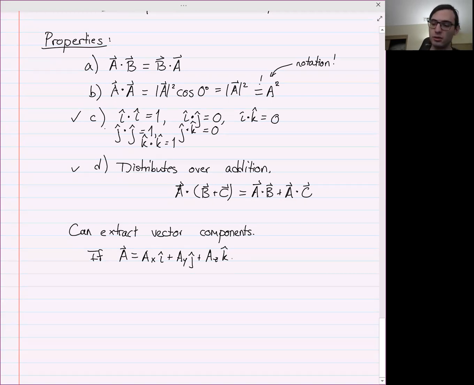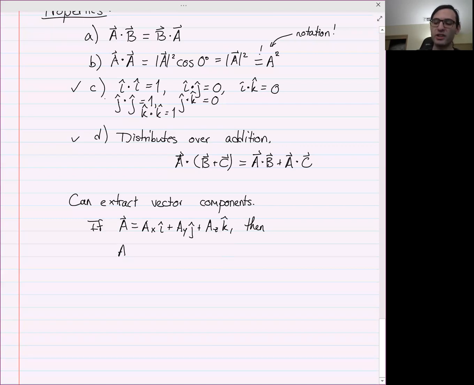Then, well, we can just ask, what is A dot i equal to? Well, A dot i is Ax in the i hat direction plus Ay in the j hat direction plus Az in the k hat direction, dotted into the i hat vector, right? And we know that the scalar product, the dot product, distributes over addition. So we could distribute this inside to each term, right?